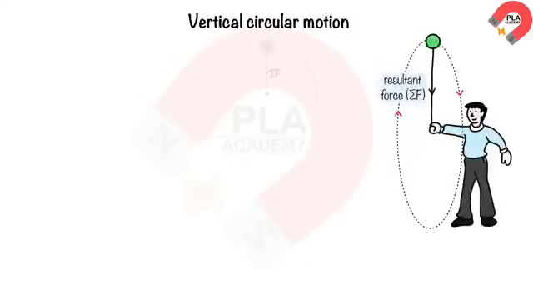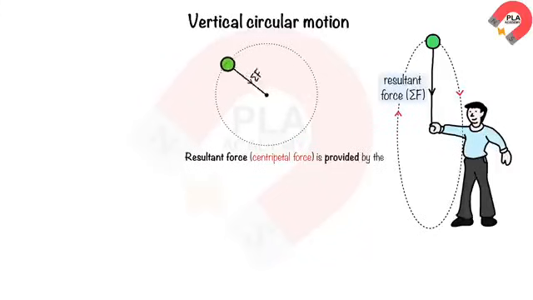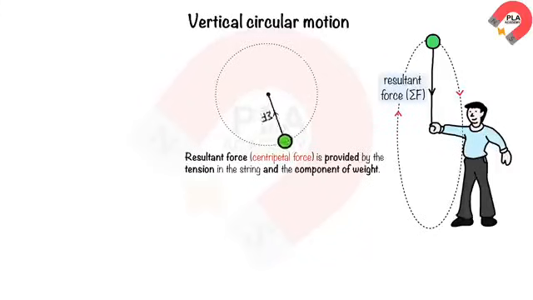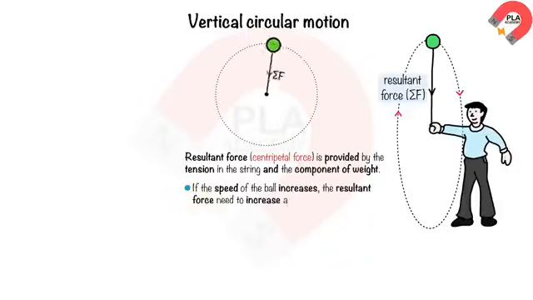Vertical circular motion of a ball that is attached to a string. The resultant force, also known as the centripetal force, is provided by the tension in the string and the component of weight. If the speed of the ball increases, the resultant force needs to increase as well to keep the ball moving in a circular path.